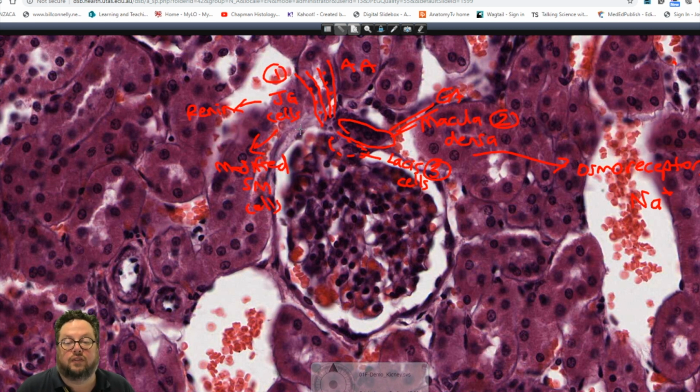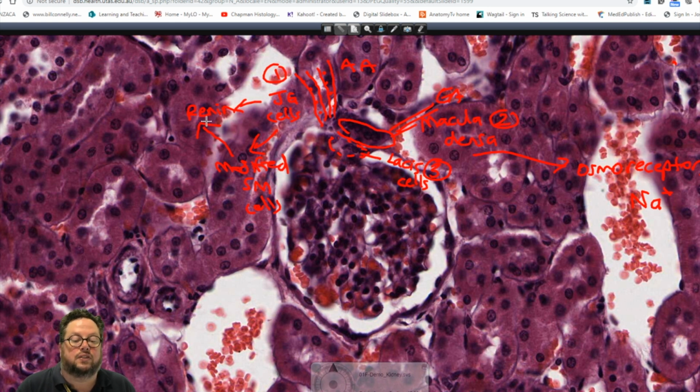And they're stretch receptors, and if they don't get stretched enough because blood pressure is low or blood volume is low, then they actually release renin. Now, renin is part of what's called the renin-angiotensin-aldosterone system. I don't know how to say aldosterone or aldosterone, but I say it both ways. So however you want to say it, that's fine with me.